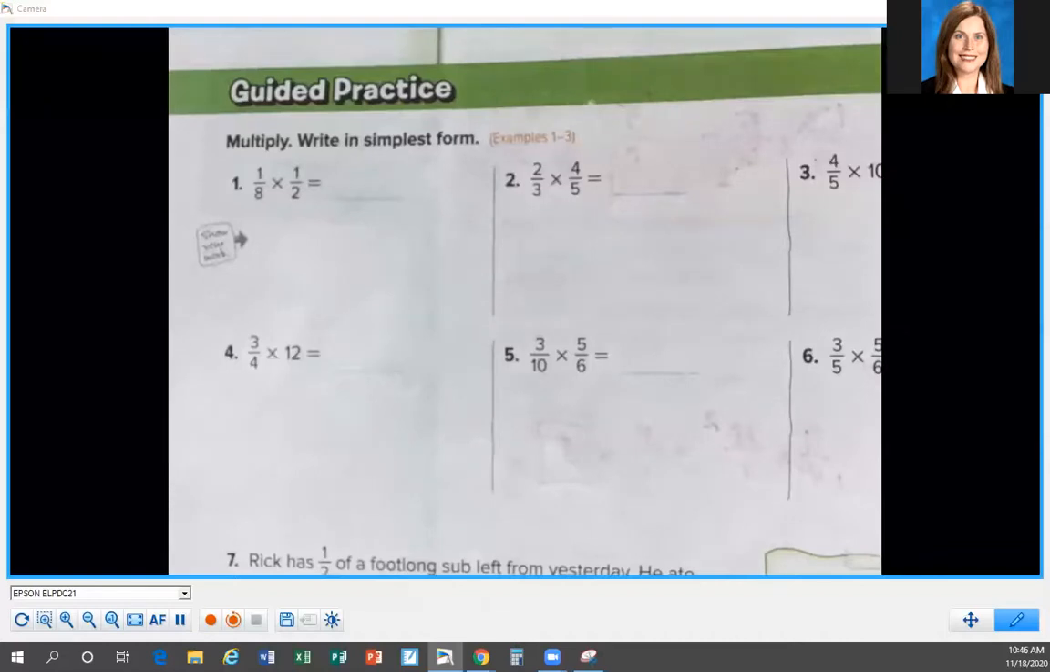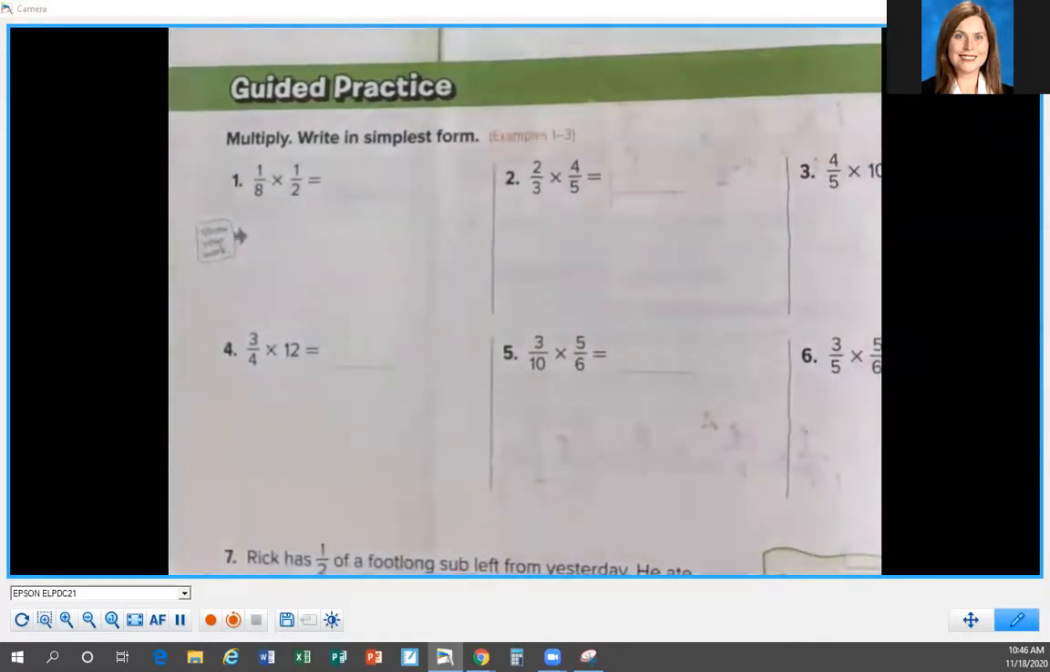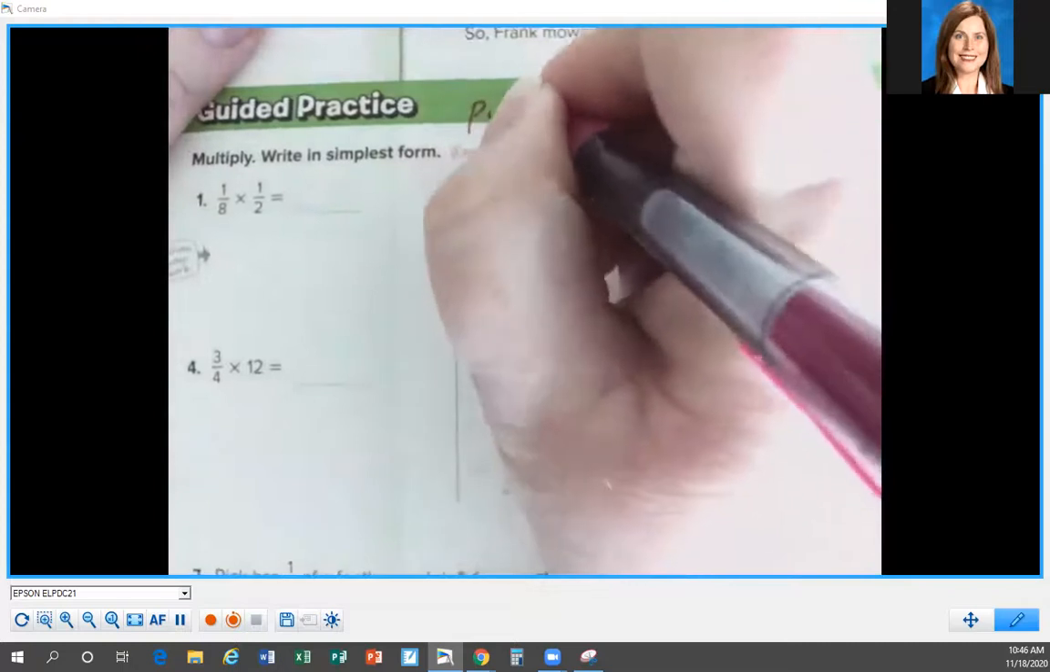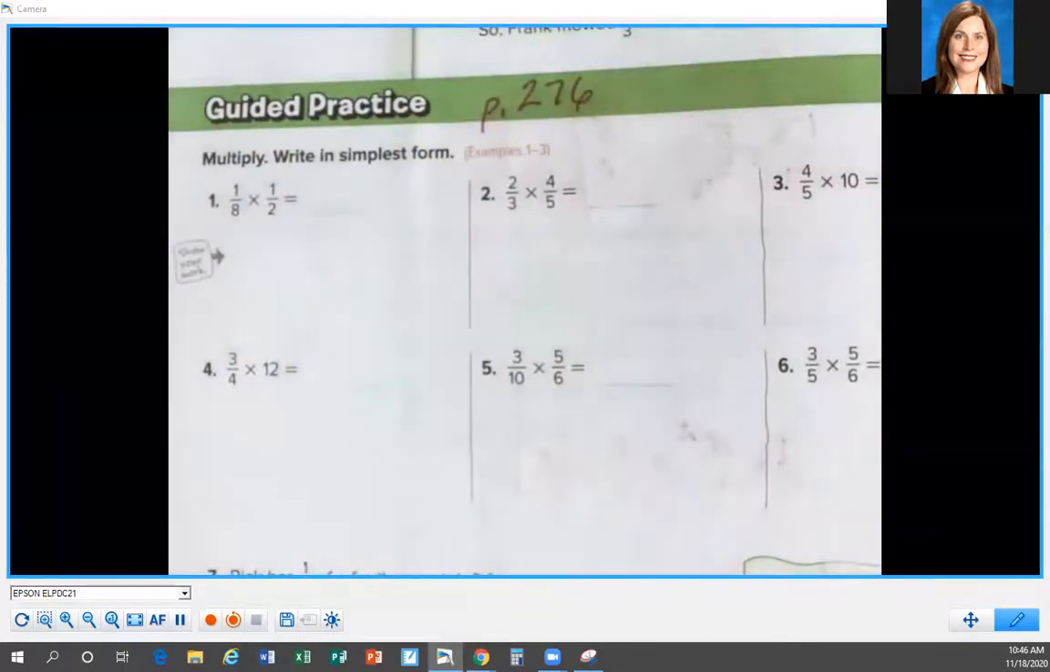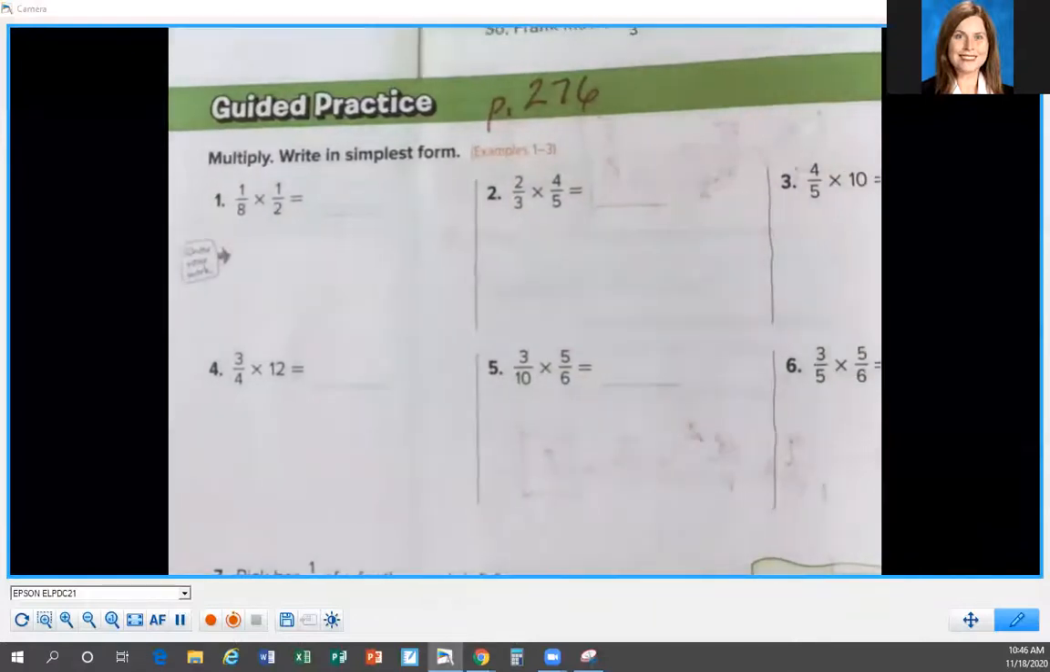We're looking at the guided practice on multiplying fractions. We are on page 276. So number 1, we have 1/8 times 1/2.